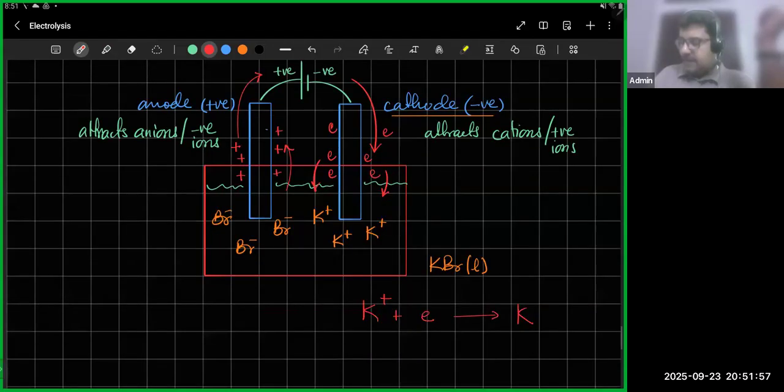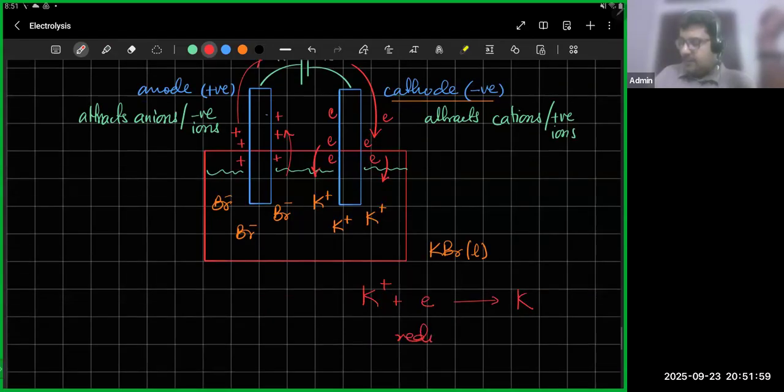And this is called reduction. Gain of electrons is called reduction. So potassium ions get reduced.